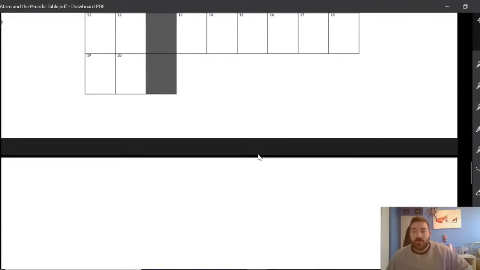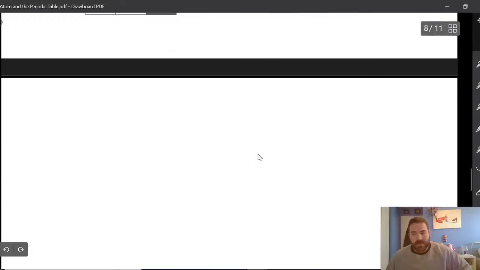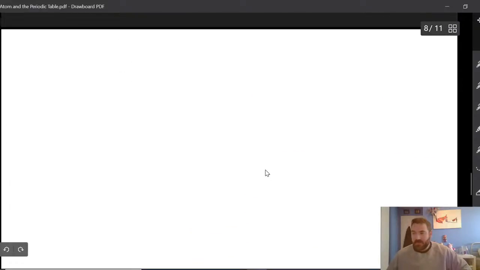So what happens as we go from left to right within a period? What happens as we go from top to bottom? And how does that affect the different characteristics of an atom, particularly its size?